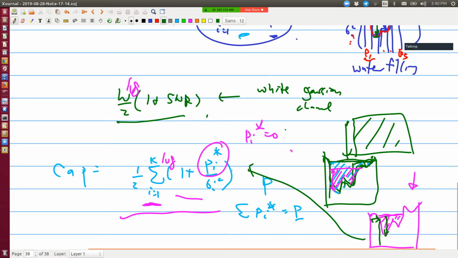To maximize that capacity. That's right.